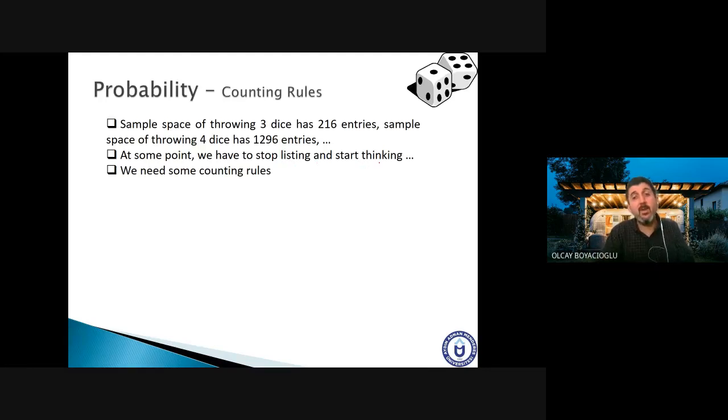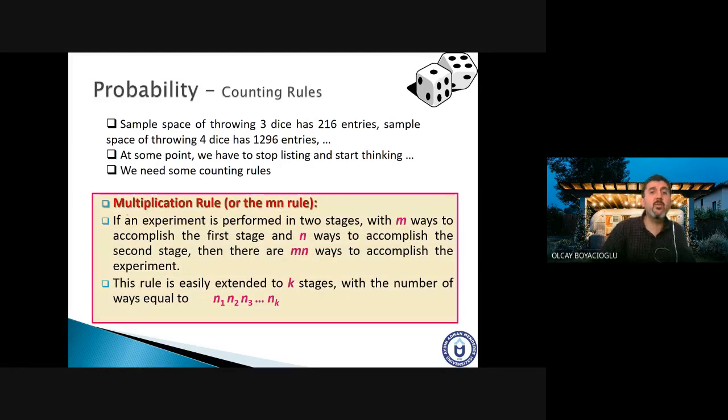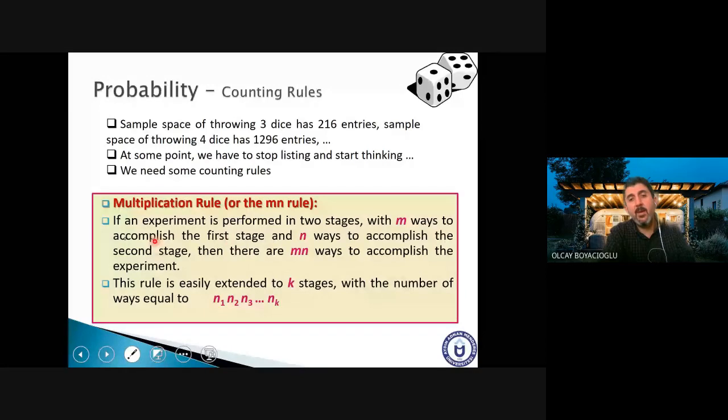Okay, and we have to start thinking how to write this in a shorter way. So we need some counting rules for that. One of the counting rules is the multiplication rule, or we can call it the MN rule. If an experiment is performed in 2 stages, with m ways to accomplish the first stage and n ways to accomplish the second stage, then there are m times n ways to accomplish the experiment.